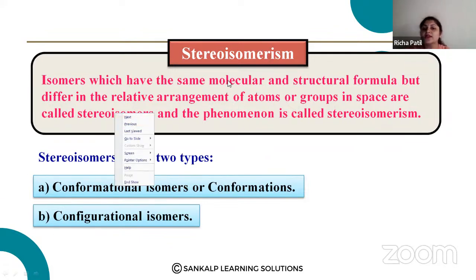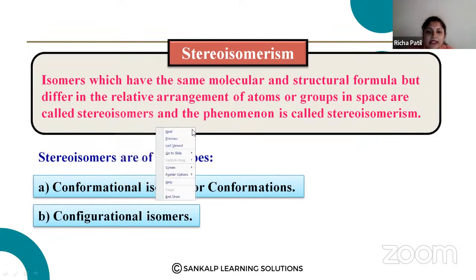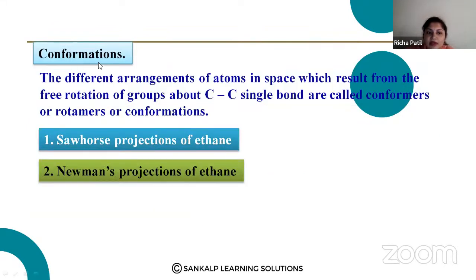So they have the same molecular formula and structural formula, but differ only in the relative arrangement of atoms or groups in space. Then first we'll see what conformations are. The different arrangements of atoms in space which result from free rotation of groups about a C-C single bond are called conformers or rotamers or conformations.